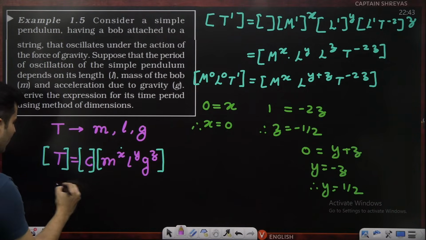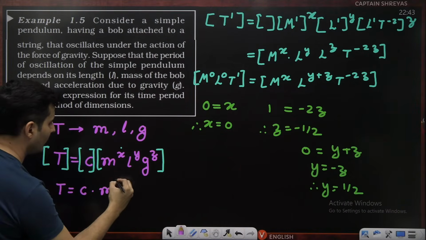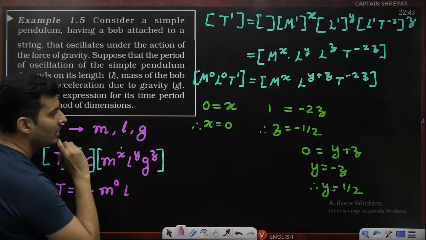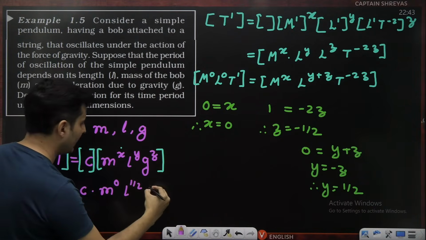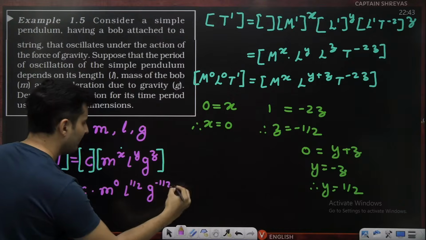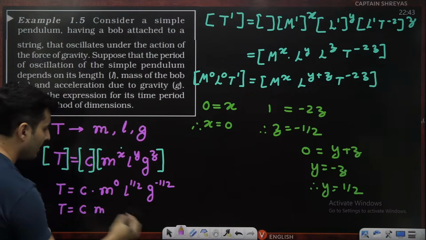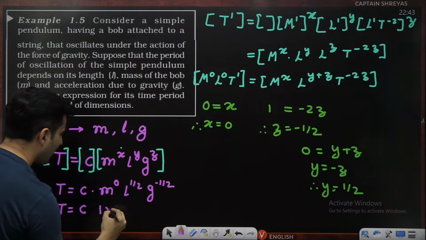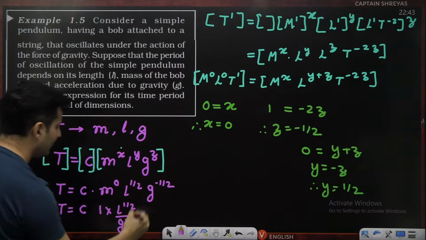Think about it. So time will be some constant into mass raised to x. x is 0. Length raised to y. y is basically half. g raised to z, which is basically minus half. Usually I don't write equations like this. So I'll write it as m raised to 0, which is basically 1. Length raised to half. Take g raised to half below because it is a negative power.